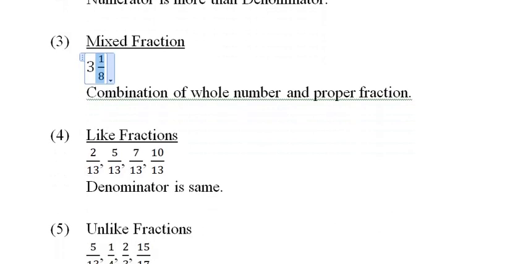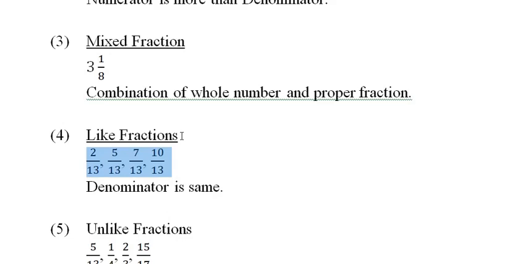Now what are like fractions? Like fractions are a group or set of fractions in which the denominator will be the same. Here you can see the denominators of all the fractions are the same. Irrespective of proper and improper, be it improper or proper, your denominator should be the same. Then only it is known as like fractions.